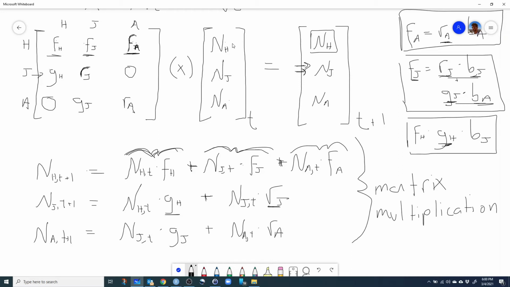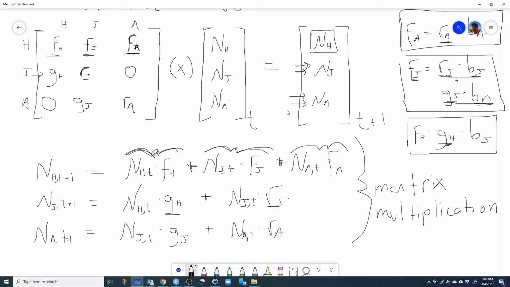And to get the total number of adults, you take the total number of hatchlings that survive and become adults in the next year, that's 0. And then you add the total number of juveniles that are expected to transition and survive into the adult class, that's 1 input. And then you add the total number of adults that are expected to survive and remain adults, right?